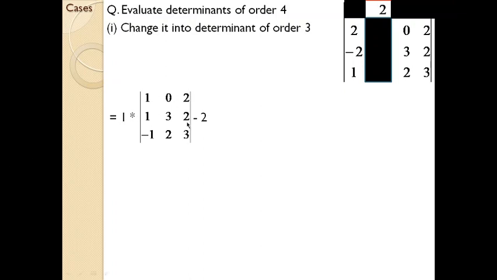So 1 into the first case, minus. Remember, you need to put the sign, and the sign has to be used alternately depending upon the computation. So it begins with minus. Minus 2, where 2 is the selected number. 2 into the remaining elements, which have to be put in the order of 3. So the next one: 2, 0, 2, minus 2, 3, 2, and 1, 2, 3. So you have dealt with the second case.